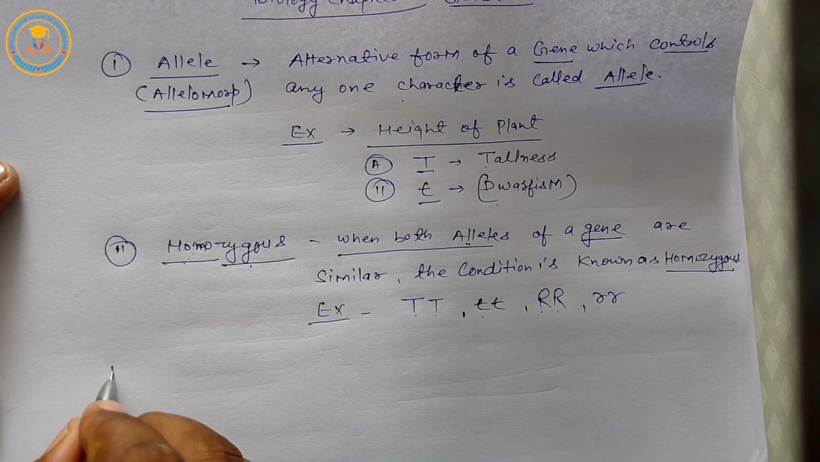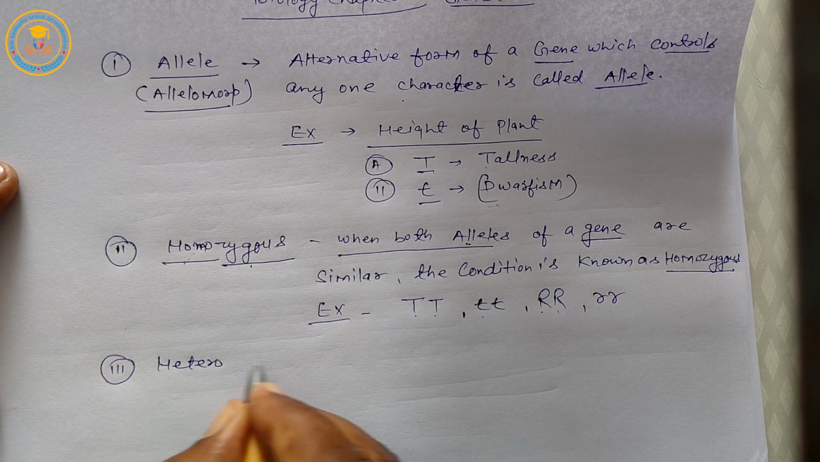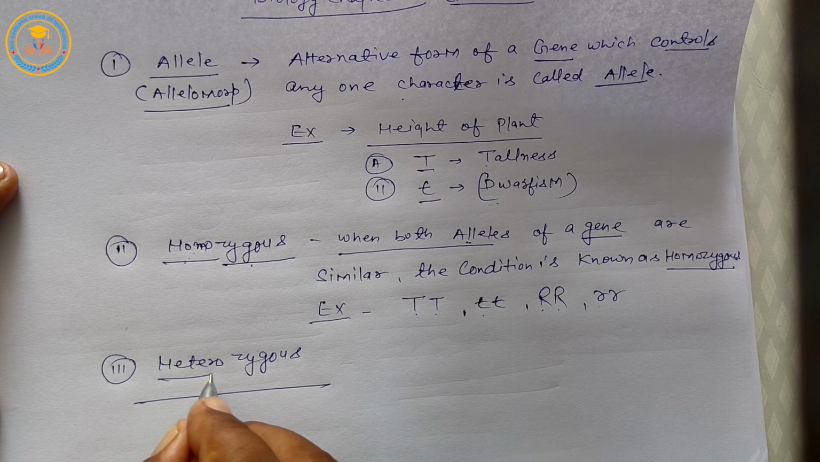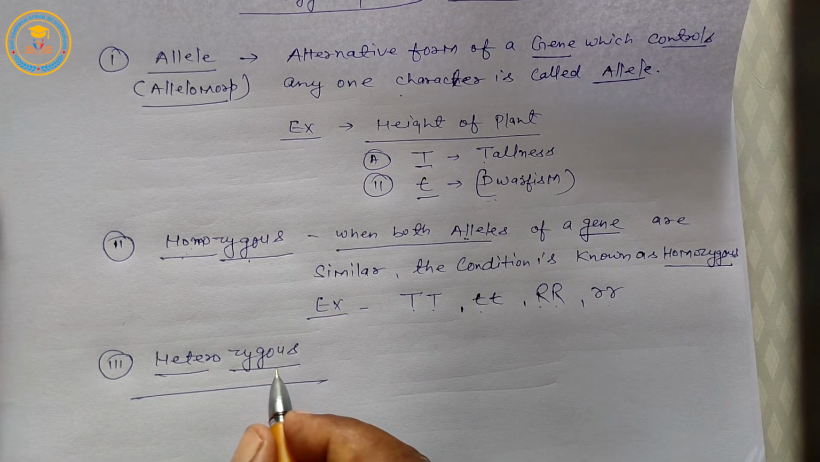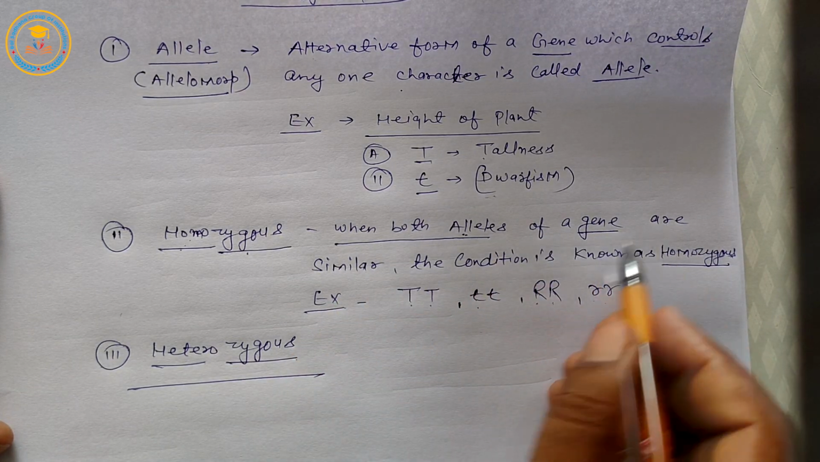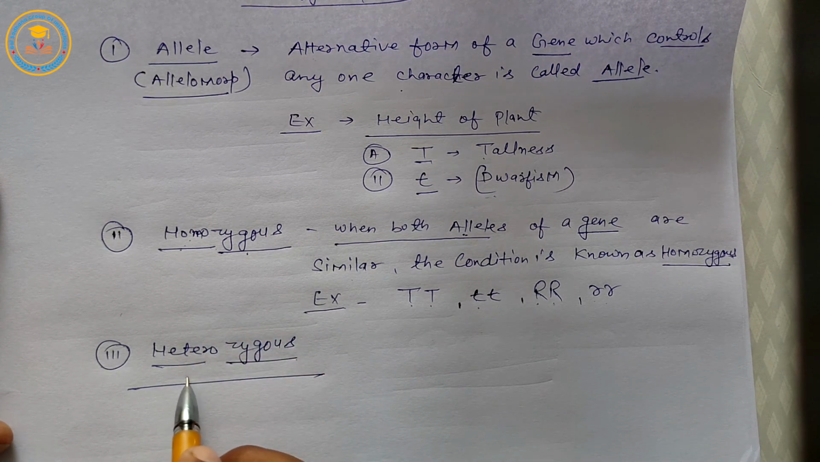Third, just opposite to homozygous is heterozygous. Hetero means different, and it applies to diploid forms. So when both alleles of a gene are similar, it is homozygous. If dissimilar, it is called heterozygous.